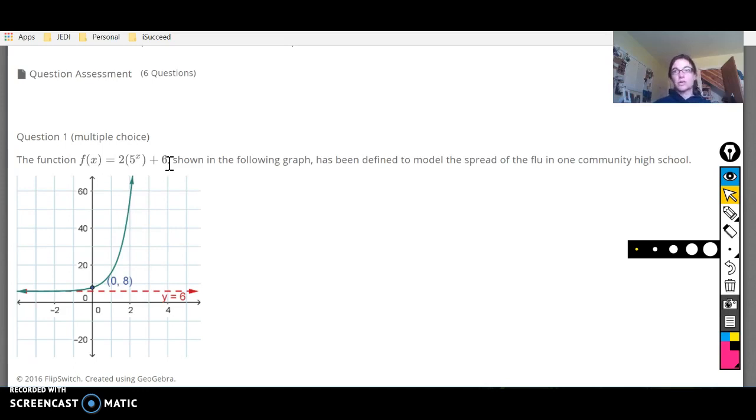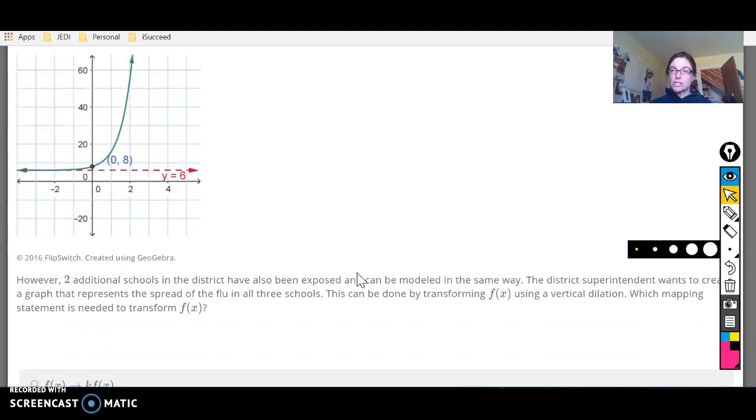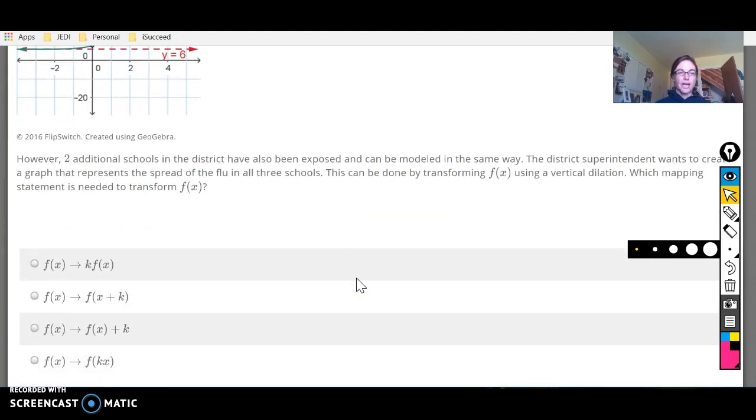still 2 students are going to come back and affect other people, and each of those schools on their own would have that k value at 6, that horizontal asymptote at 6, and an initial value at 8 for each of those schools. But since we're multiplying it by 3, our function is going to be mapped like this, where k is 3. We're going to multiply every term in that function by 3.